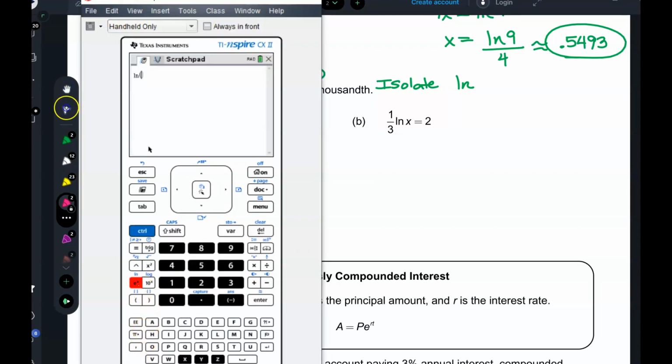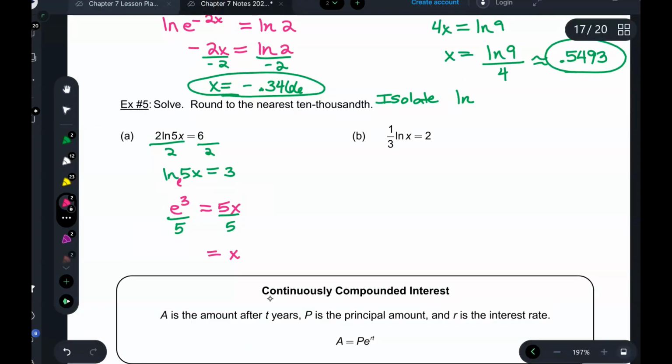So that's why we're going to use our calculator. Find that e button. It's right down here. Then divide by 5. 4.0171. Good.